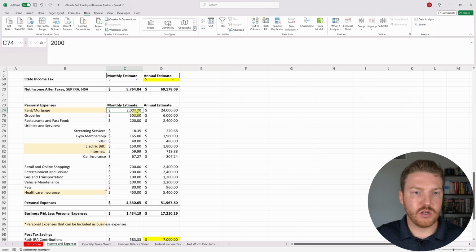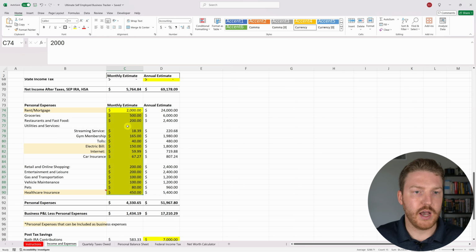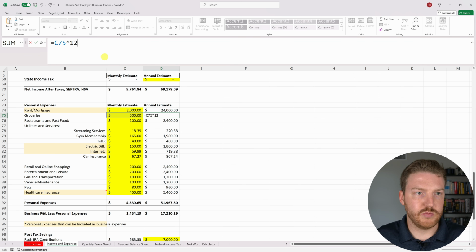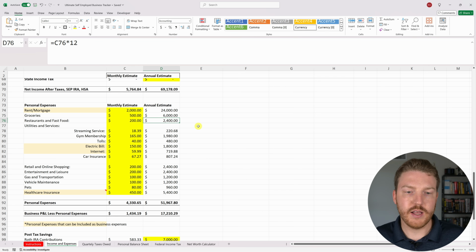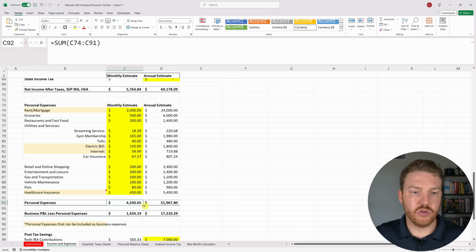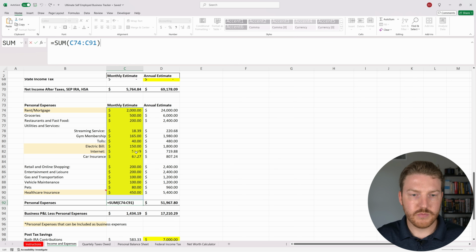So all of these are, I should actually highlight all these yellow if we're sticking with the convention of the file. Let me highlight all these yellow values that I just punched in myself. Then all of these are just multiplying those monthly values by 12 to find an annual estimate. So now we have our personal expenses for the month, which is just a sum of all of those values. And we have our estimated annual value, which is that times 12.